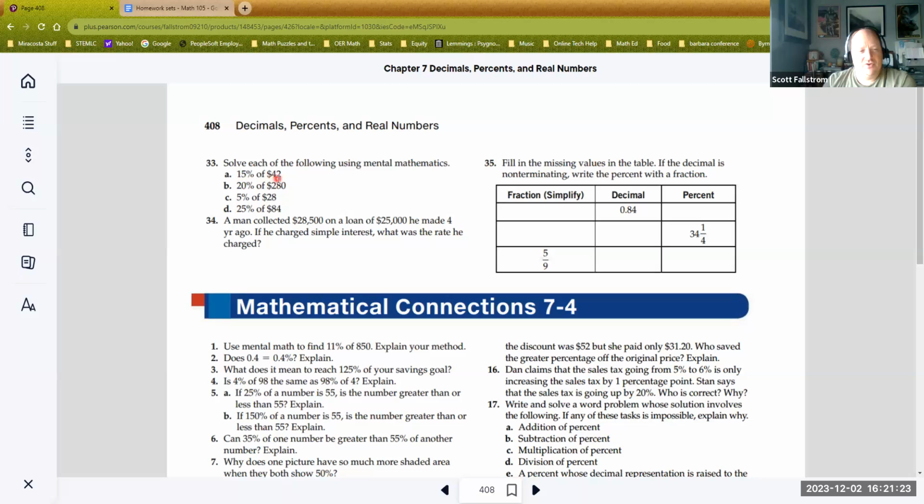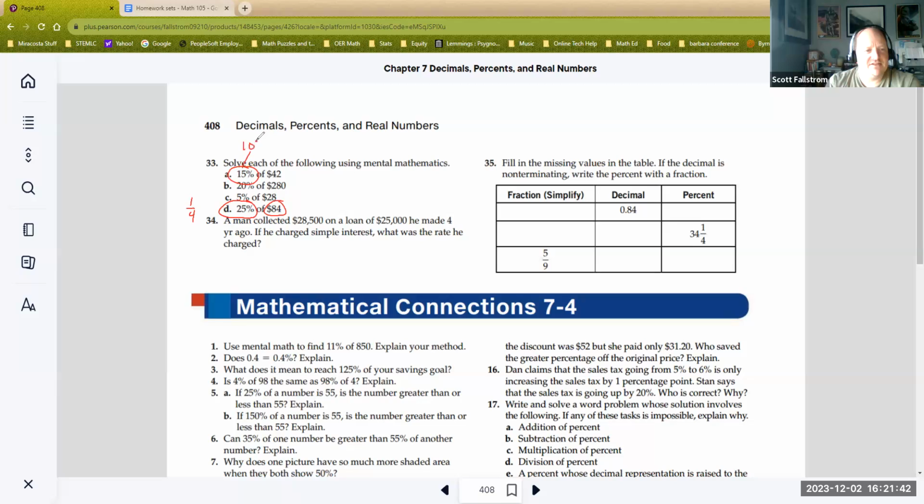15% of 42. So again, if you are looking at ways to do this quicker, then try to find something that works really well for you. If you find those common fractions like 25%, think of it as 1/4. Now it's 1/4 of 84. That sometimes is a little bit quicker.